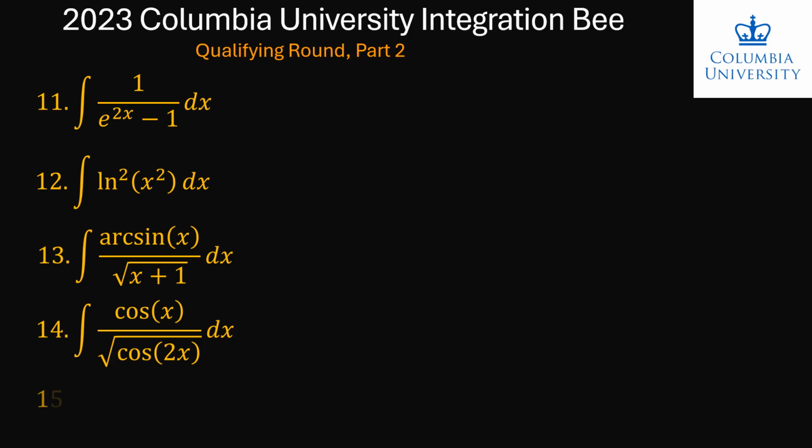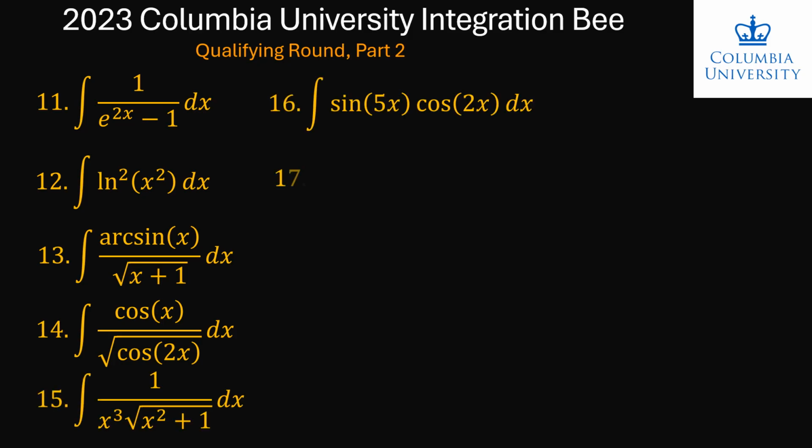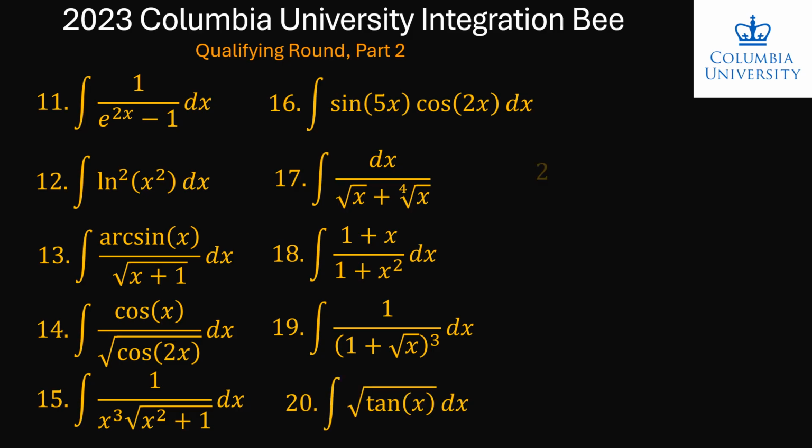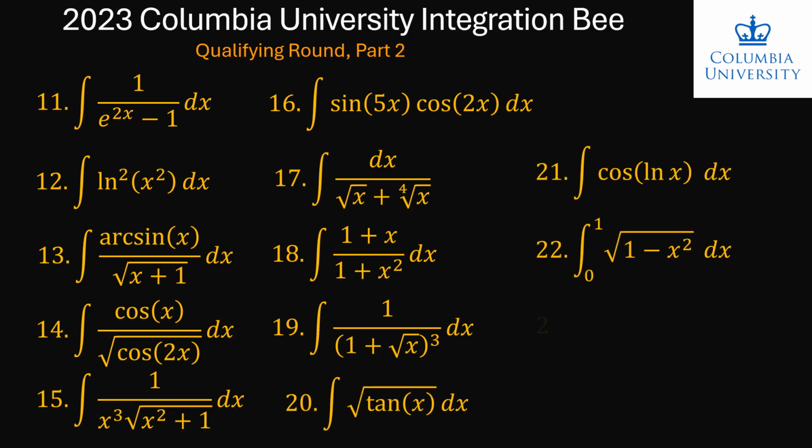Welcome to Everyday Mathematics. Today we are still on the 2023 Columbia University Integration B qualifying round and we move forward to part 2 where we'll be covering problem 11 to problem 24. These are problems 11, 12, 13, 14, 15, 16, 17, 18, 19, 20, 21, 22, 23, 24.